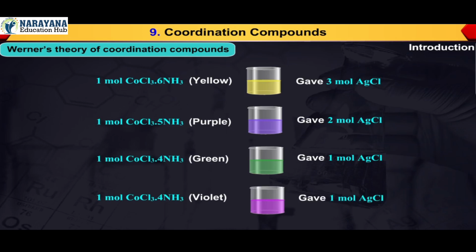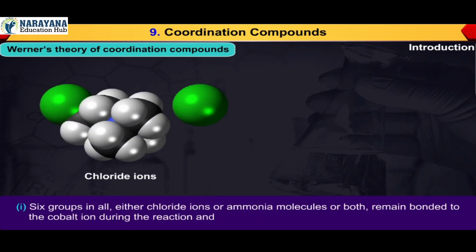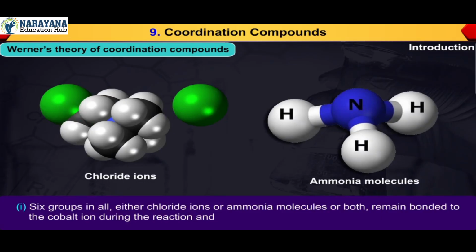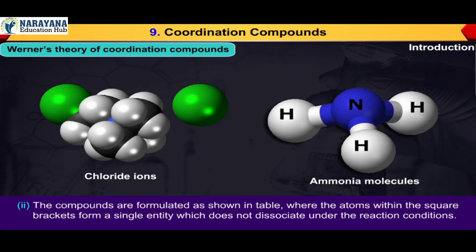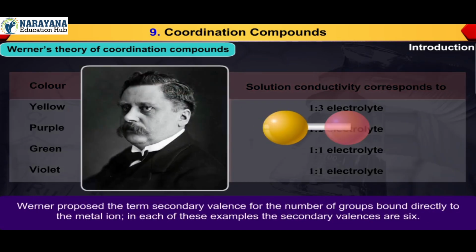These observations, together with the results of conductivity measurements in solution, can be explained if: 1. 6 groups in all, either chloride ions or ammonia molecules or both, remain bonded to the cobalt ion during the reaction, and 2. The compounds are formulated as shown in the table, where the atoms within the square brackets form a single entity which does not dissociate under the reaction conditions. Werner proposed the term secondary valence for the number of groups bound directly to the metal ion. In each of these examples, the secondary valence is 6.